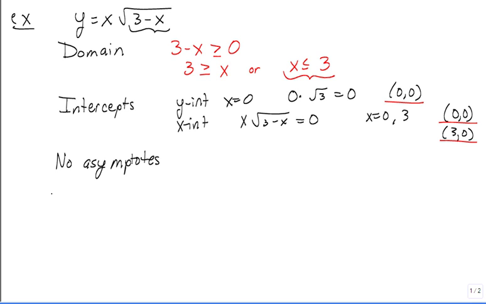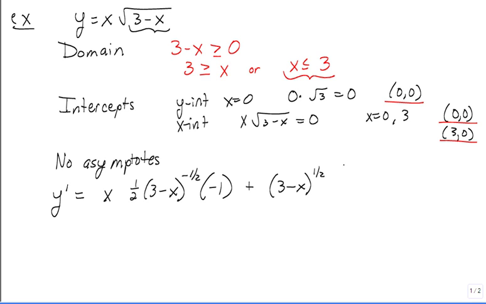Now on to the good stuff. For y prime, you're going to have to use the product rule. So it's first times the derivative of the second, and I'm using the superpower rule, plus the second times the derivative of the first. Now when we do this, we always factor out the lowest power of x from these two. So I factor out a negative 1/2.